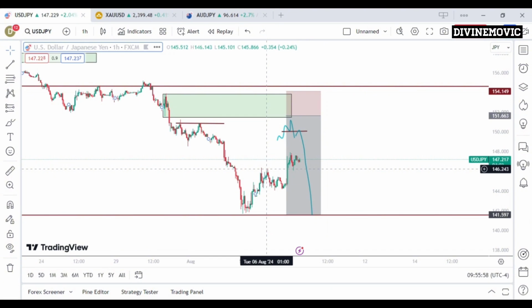So basically, the two entry conditions I'm looking for are, first of all, to get liquidity, and secondly, to look for a change of character on the lower time frame. This kind of pattern will often occur on the 15-minute time frame or 5-minute time frame, depending on how price moves.